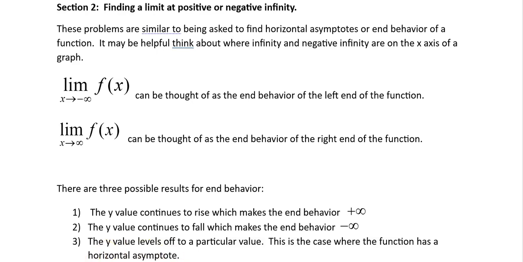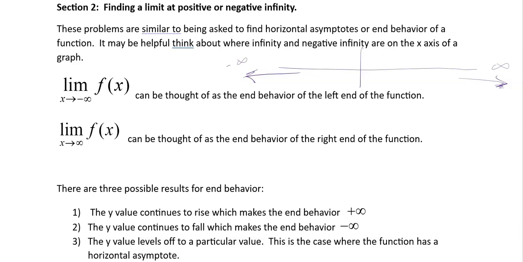So you can see these problems are similar to finding horizontal asymptotes or end behavior of a function. And if you remember that, in some cases you can answer the question that way. It might be helpful to remember that when I'm talking about the limit as x goes to negative infinity and I'm drawing a graph, I'm talking about way out at the end here for positive infinity, and negative infinity would be over here. What goes on with the y value is what I'm asking about when I ask about the limit. Is it going up? Is it going down? Is it leveled off at some value?